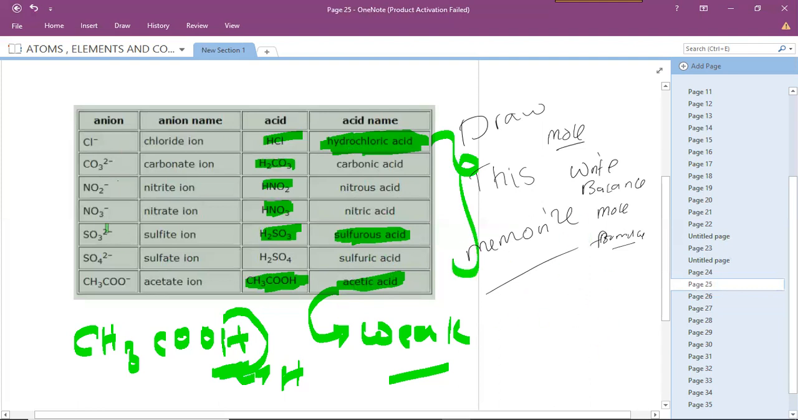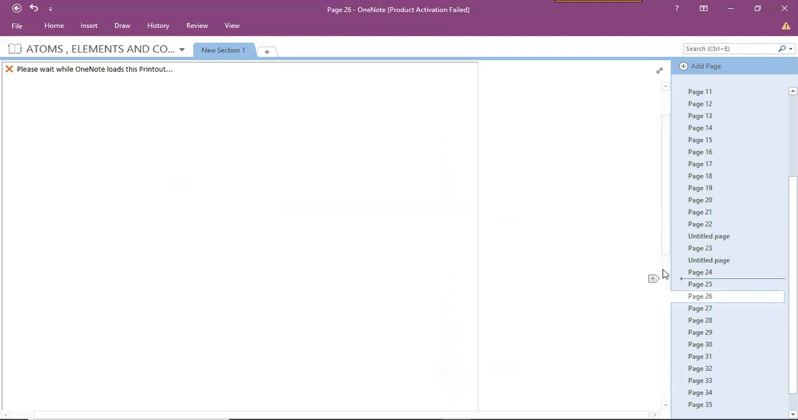But just remember, draw the table. You draw the anion name in words, the acid that's been formed, and the acid name in words also, so that you practice.